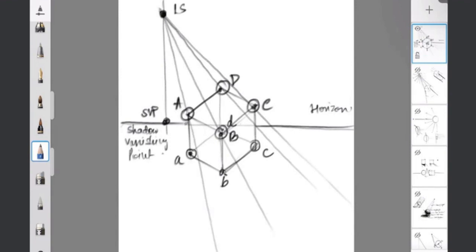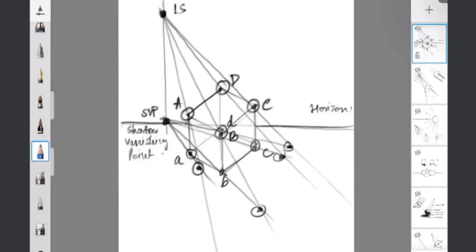Okay. Now from the SVP, we will join the bottommost points, or the small a, small b, small c, and small d. Then we'll project it and we'll try to see where they join with the lines that are coming from the top. Okay. So again, with B, this is the intersection point. With C, this would be the intersection point. With D, this would be the intersection point. So now this is one of the intersection points. This is second, this is third, this is fourth, right?